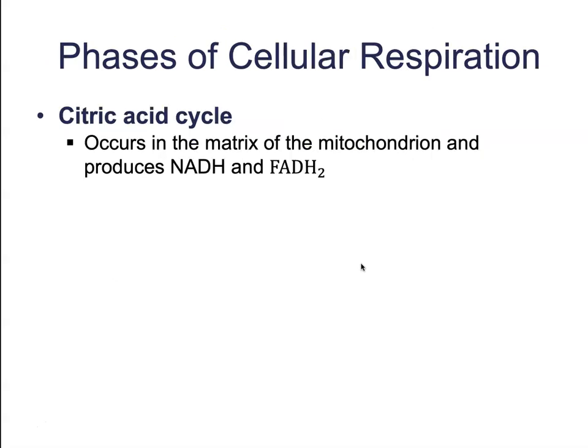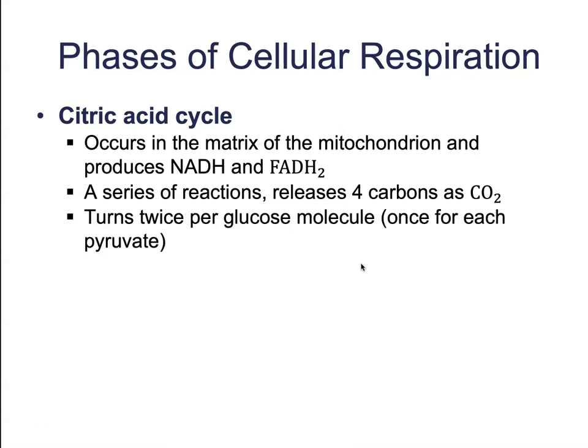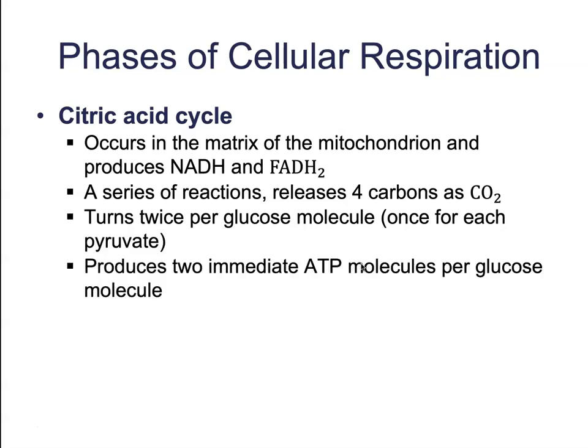The next step is going to be the citric acid cycle. The citric acid cycle also occurs in the matrix of the mitochondria. Each of the 2 carbon acetyl groups produced by the prep reaction are going to match up with a 4 carbon molecule forming 2 6 carbon citrate molecules. And the breaking of those citrate bonds results in the production of NADH and FADH2. 4 carbon dioxide molecules are going to be released as a result, 2 from each citrate molecule. And it's going to produce 2 immediate ATP molecules per glucose molecule.